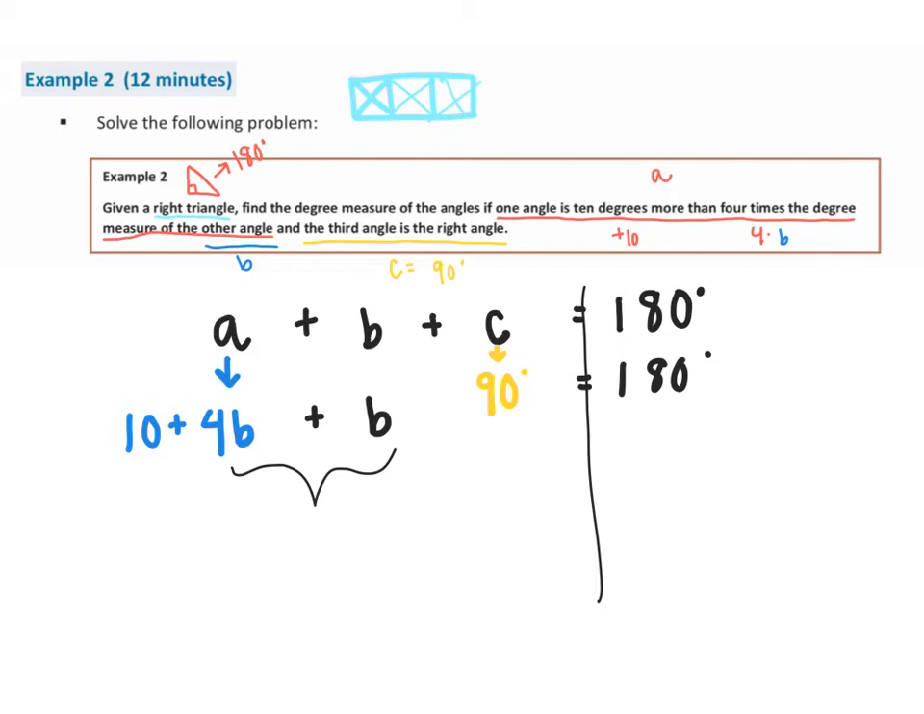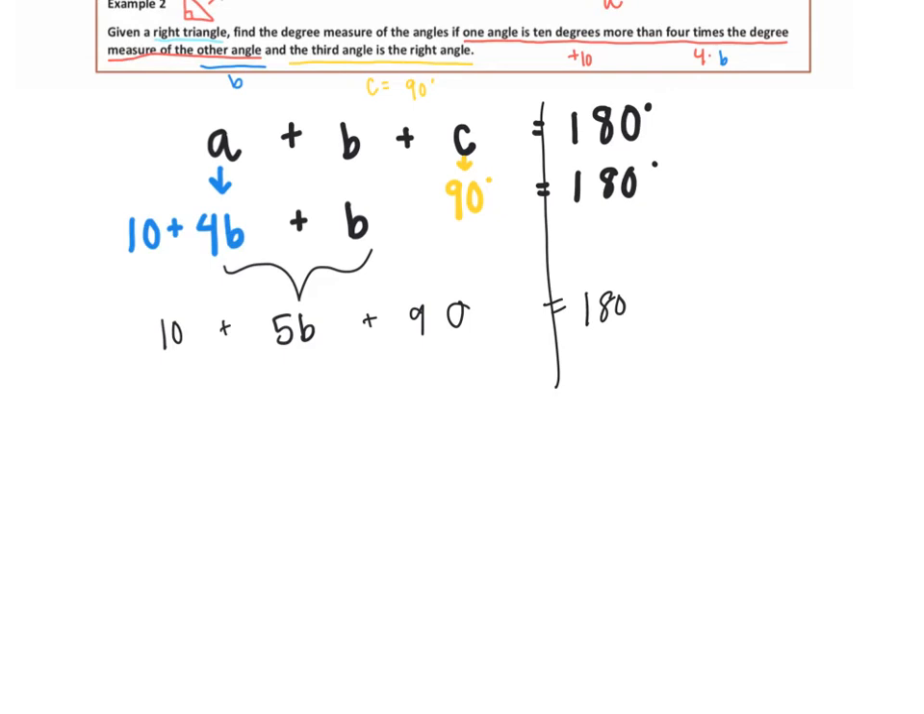4 b's plus 1b is 5 b's. And I still have my 10 and my 90 equals 180. Okay, scoot down a little bit. Now I am going to combine my numbers on this side. 90 plus 10 is 100, so I have 5 b's plus 100 equals 180.